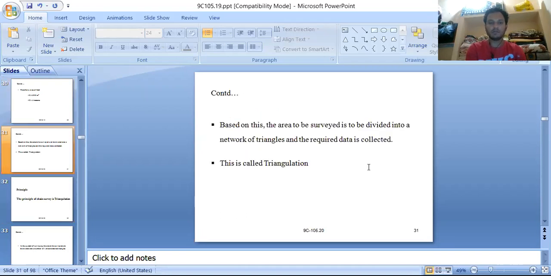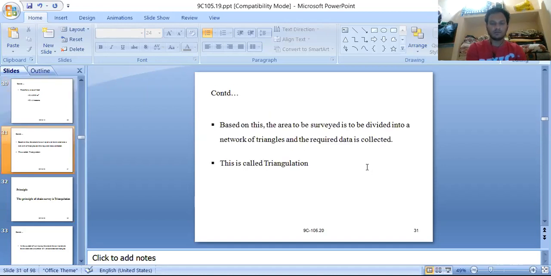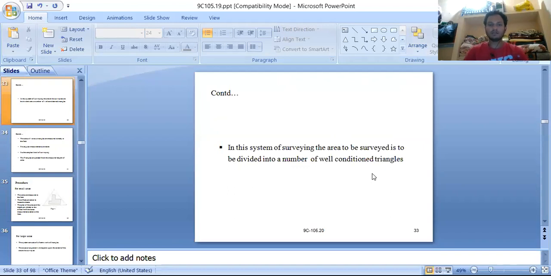We'll solve another problem afterwards, and we'll go to another concept, which is called triangulation. Based on this, the area to be surveyed is divided into a network of triangles and rectangles. The principle of chain survey is triangulation. Triangulation means dividing the given area into a number of interconnected triangles and rectangles.